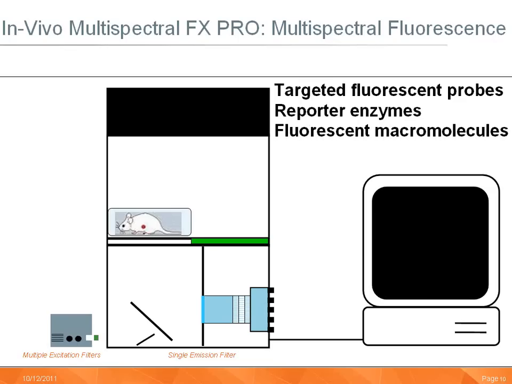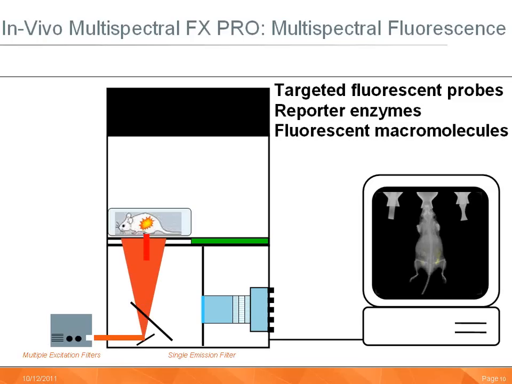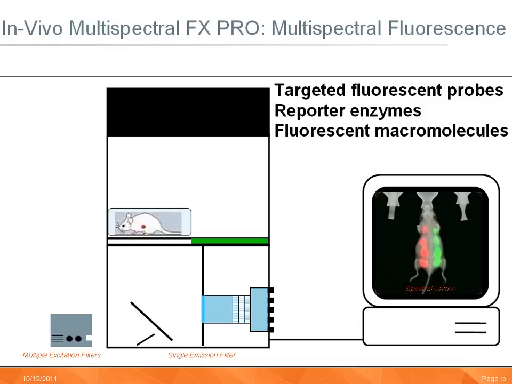For multispectral detections, multiple acquisitions are performed with multiple excitation filters. In this simplified example, we are showing green, yellow, and red excitation. The images are compiled for unmixing, allowing for detection of multiple fluorophores with overlapping spectrums. Multispectral imaging can also be employed to allow for subtraction of autofluorescence.